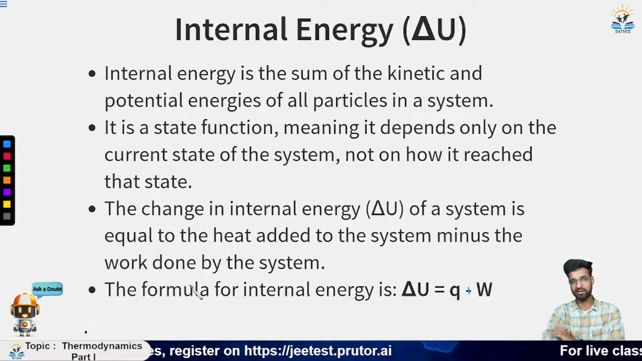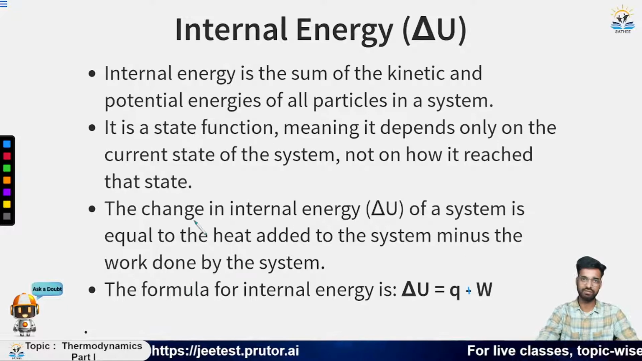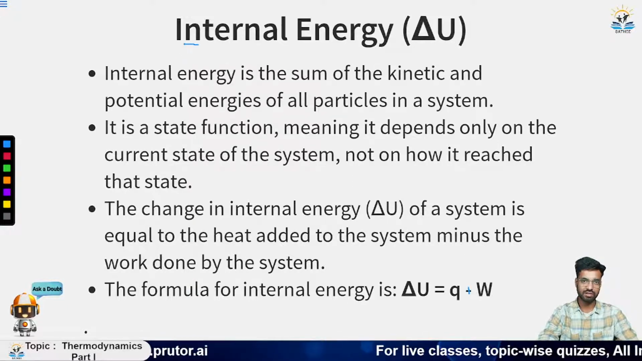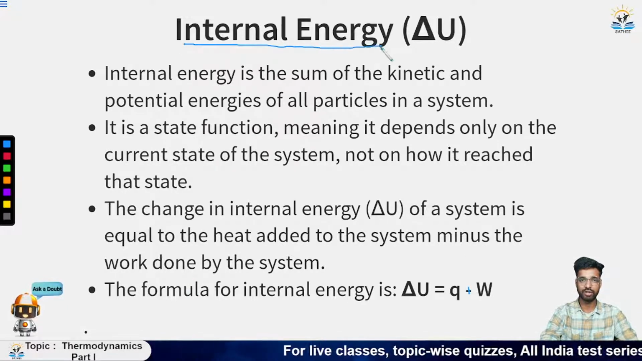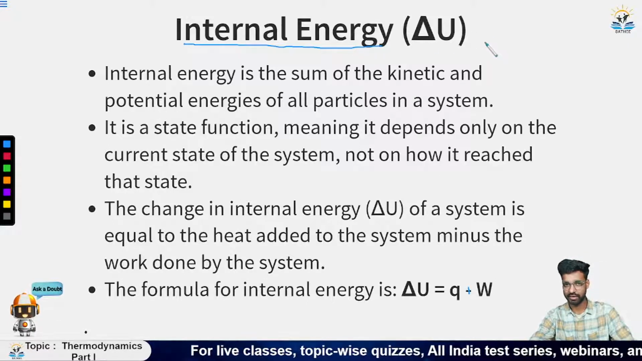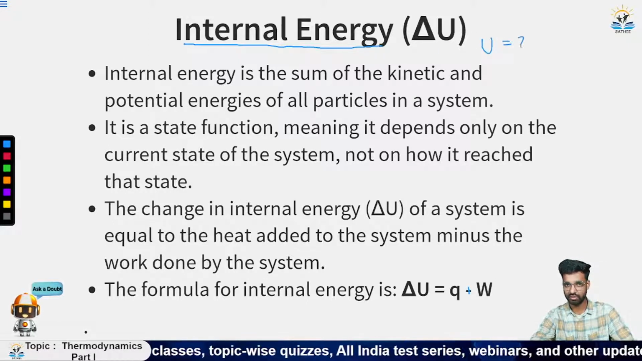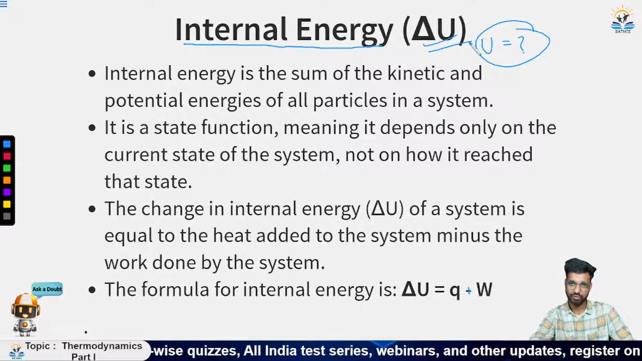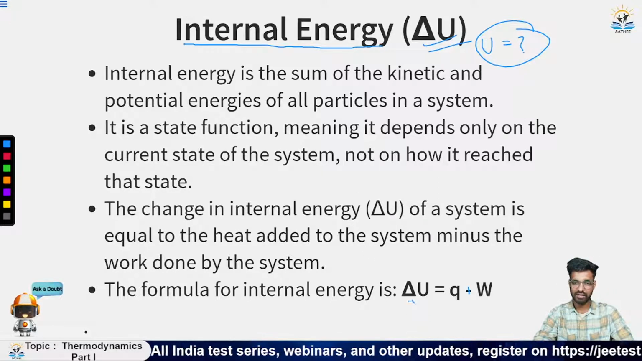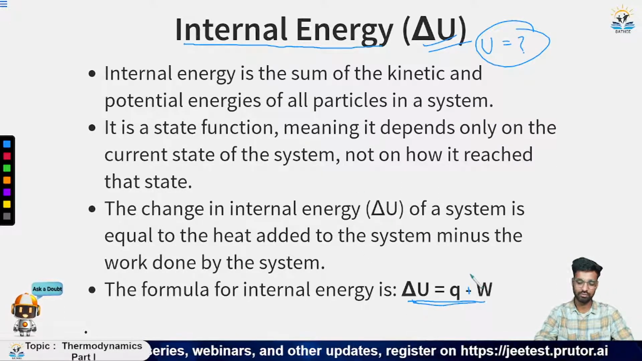Now why are we calculating this delta U? We always calculate the change in this kind of function, because it is not possible to calculate the absolute value of internal energy. So we never find out what U is equal to. We always go for delta U, and this delta U is equal to Q + W.